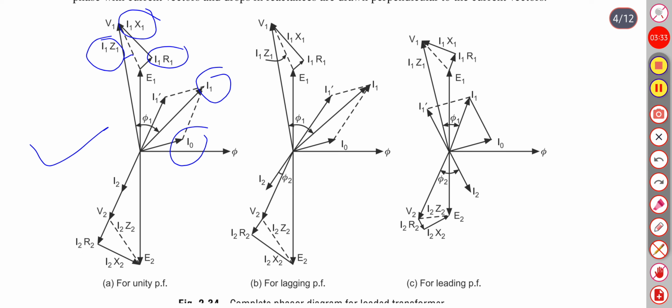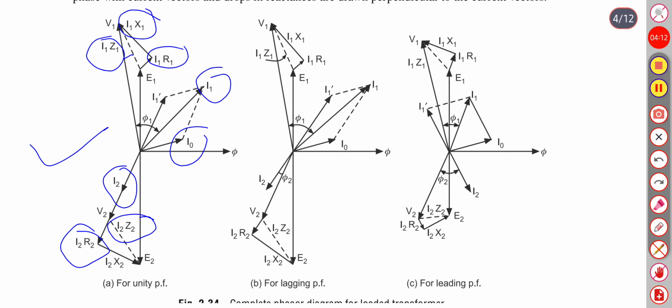This dotted line, and the V1 vector will be, so here V1 will be E1 plus I1 R1 plus I1 jX1, and the secondary current is just 180 degrees out of phase with I1 dash, and the secondary resistance drop and impedance drop will be I2 R2 and I2 Z2.